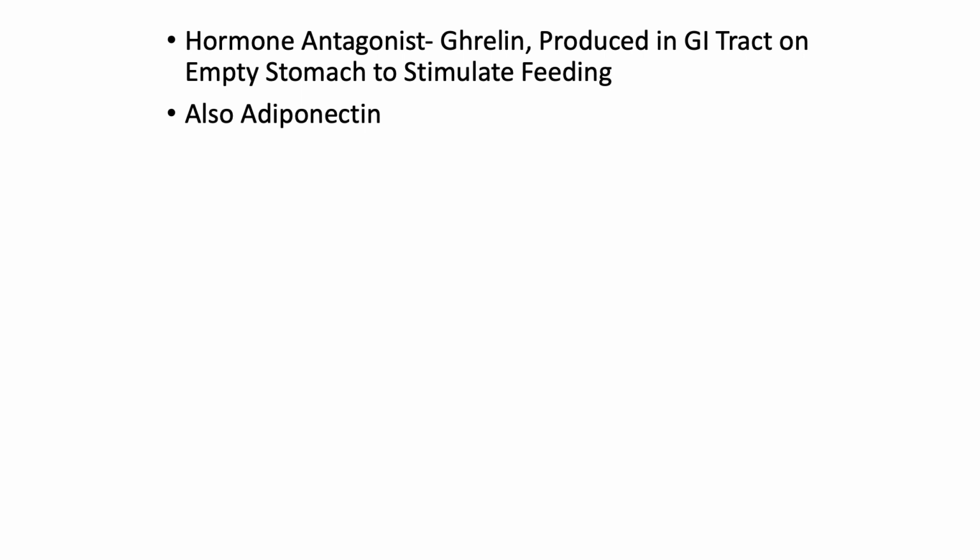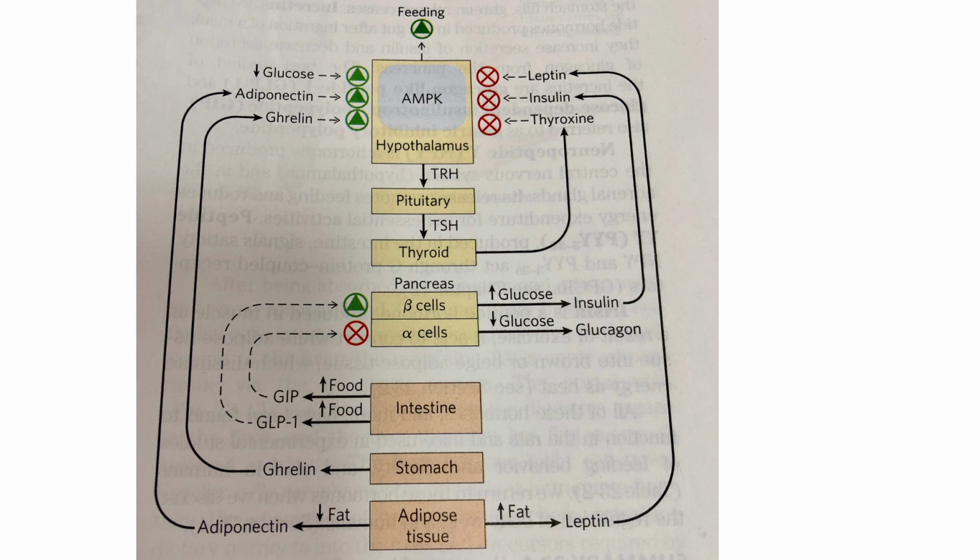The hormone antagonist is ghrelin. Ghrelin is produced in the GI tract on an empty stomach to stimulate feeding. So ghrelin and leptin have mutually opposite effects. Also, adiponectin is involved in this. So this is a good schematic here. I'll spend a little bit of time on it. Particularly, I want to focus on GLP-1.